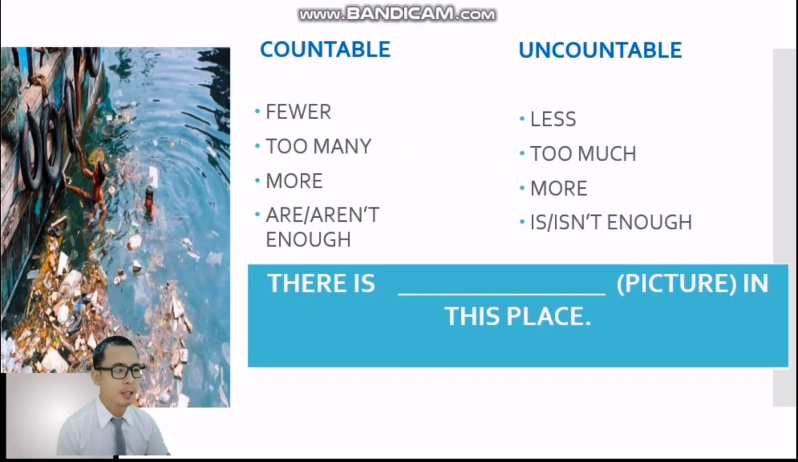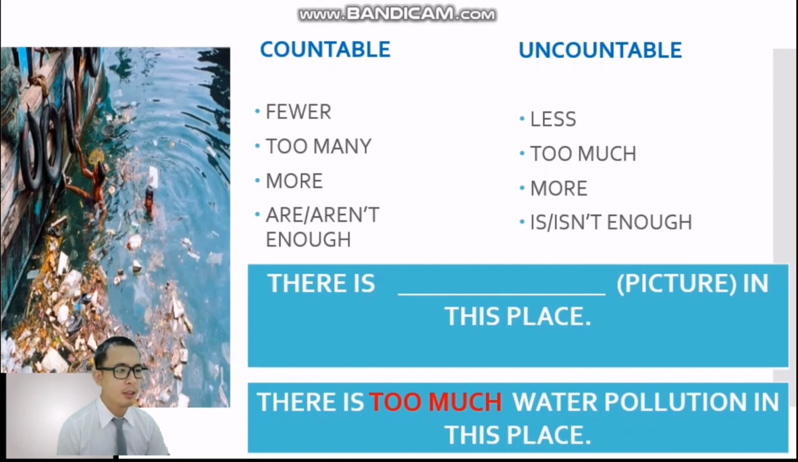Time's up. If your answer is there is too much water pollution in this place, then you are correct. Now, water pollution belongs to uncountable noun because definitely you can't count water pollution. So the correct quantifier for this one that refers to the picture is too much. There is too much water pollution in this place. If this is your answer, then you are correct.